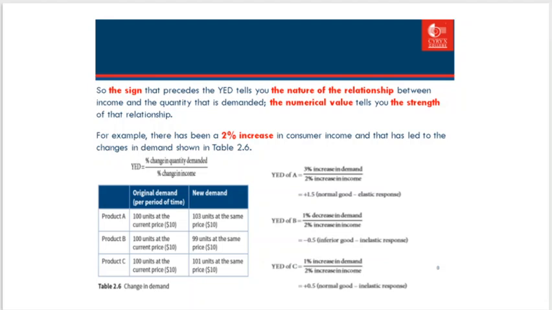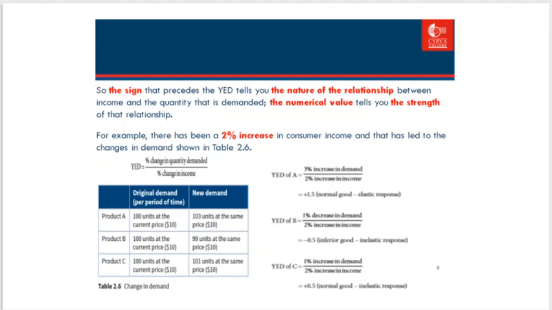Now back to product A. We will get positive 1.5. It means product A is categorized as a normal good. And is 1.5 bigger or less than 1? 1.5 is bigger than 1. So we can categorize it as an elastic product. So let's make a conclusion for product A. Product A is a normal product and categorized as an elastic product.